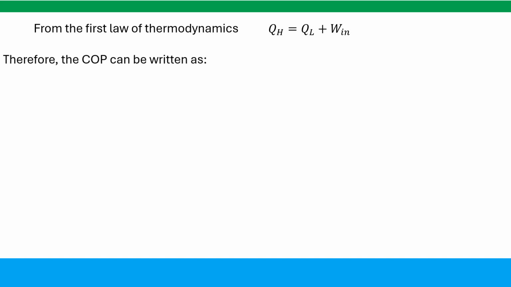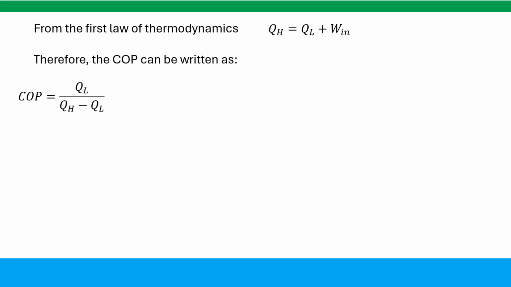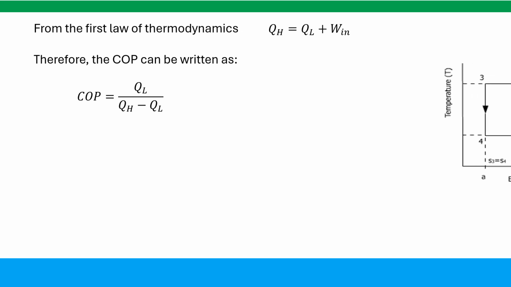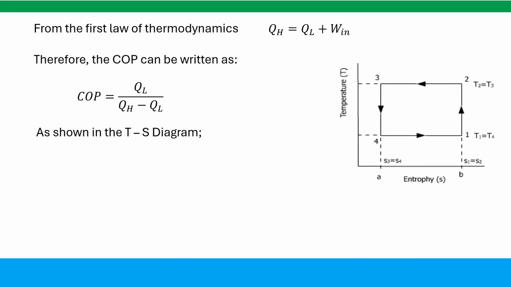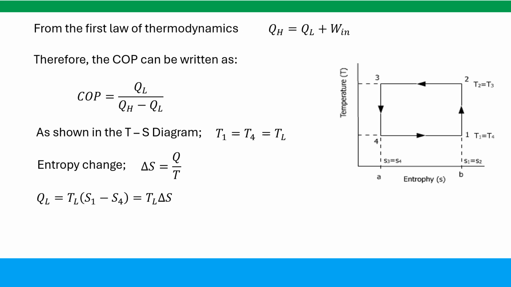Let's now derive the coefficient of performance in terms of temperatures. According to the first law of thermodynamics, QH equals QL plus Win. Therefore, COP is written as QL divided by QH minus QL. As shown in the TS diagram, T1 equals T4. We consider this as TL. Also, we know that according to the definition of entropy, delta S equals Q divided by T. Therefore, QL is written as TL into S1 minus S4.